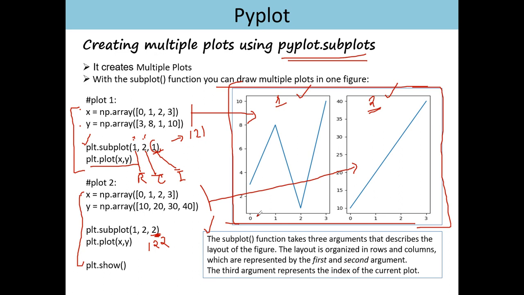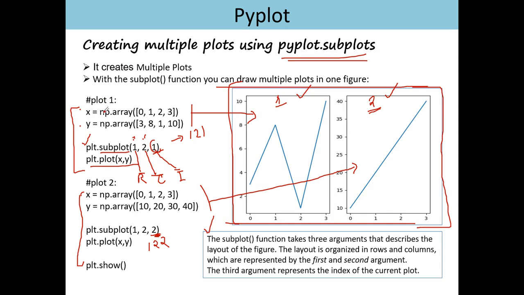So subplot is basically multiple plots using the subplot function, pyplot.subplot. Subplot is a function, and we have three arguments. Using the subplot function, you can have multiple plots in a single plot.